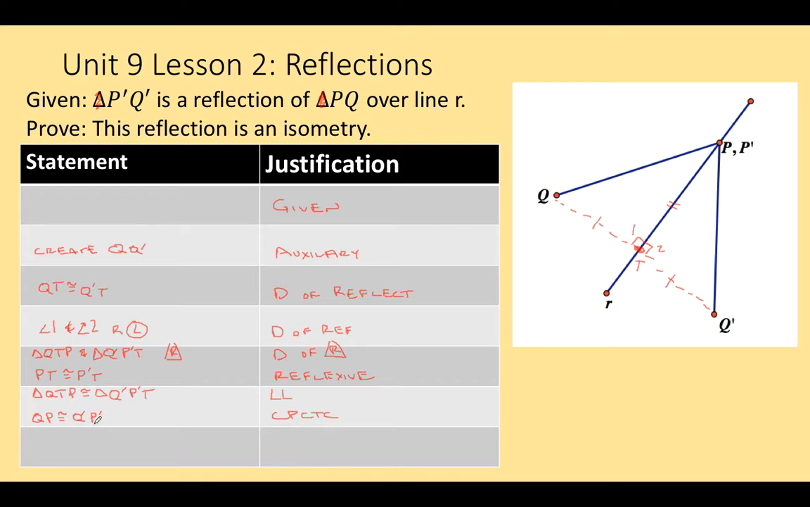And, well, because these two things are congruent, that proves that this reflection is an isometry. So we can say this is an isometry. And we can just say the image is congruent.